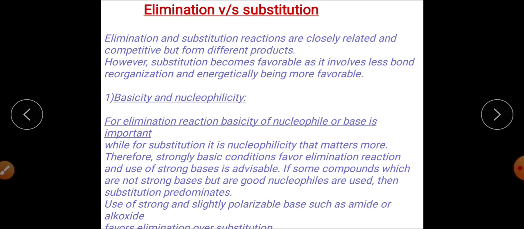And when we are using a good nucleophile, at that time we can say that the substitution reaction will be proceeding, right? It means it will all depend upon the basicity and nucleophilicity of the material that we have used. Strongly basic conditions will favor the elimination reaction, and a good nucleophile will favor the substitution reaction in that case.